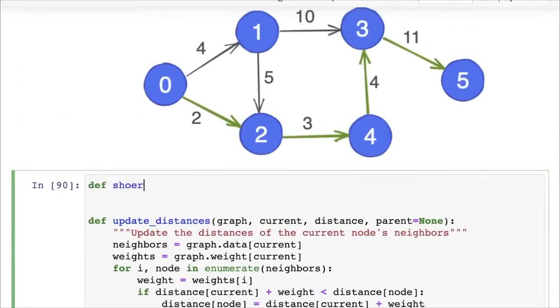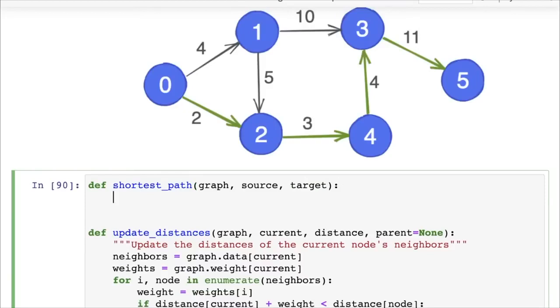So def shortest path. And we have a graph, and that's it. We have a start node. So let's call it source. And then we have a target node, that node that we want to get to. So we want to go from 0 to 5. And as soon as we mark the target node as visited, our algorithm is done, right?